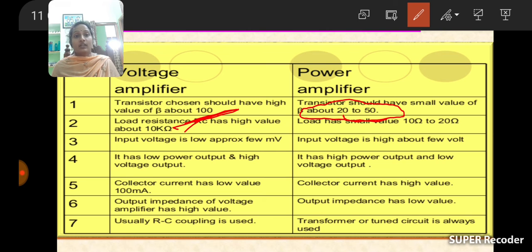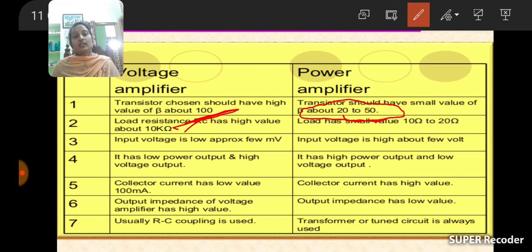A voltage amplifier gives a high output with low input, but a power amplifier has a few volts. In a voltage amplifier, the power output is very low, because it is a voltage amplifier. But in a power amplifier, power is high and voltage is low. In the collector, the current has a low value in a voltage amplifier, 100 milliamperes only. But in the power amplifier, much more collector current is there.